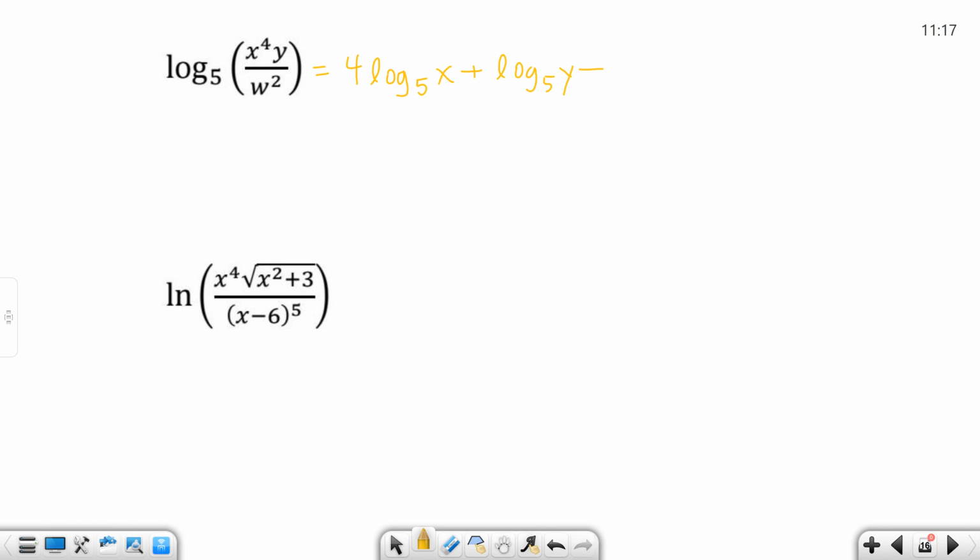Now I say minus because the w is in the bottom, right? Minus the log base 5 of w, but I don't leave the squared. What do I do with the 2? I put it out front. Right? Just like I brought the 4 out front. Powers go out front. Everything in the top is positive. Everything in the bottom is negative. So now I've rewritten this.